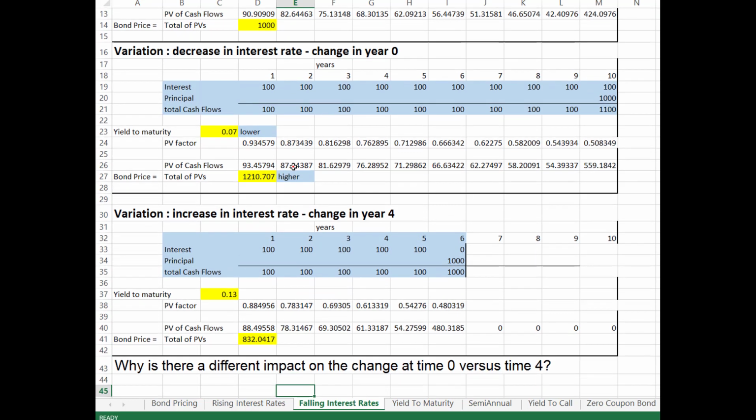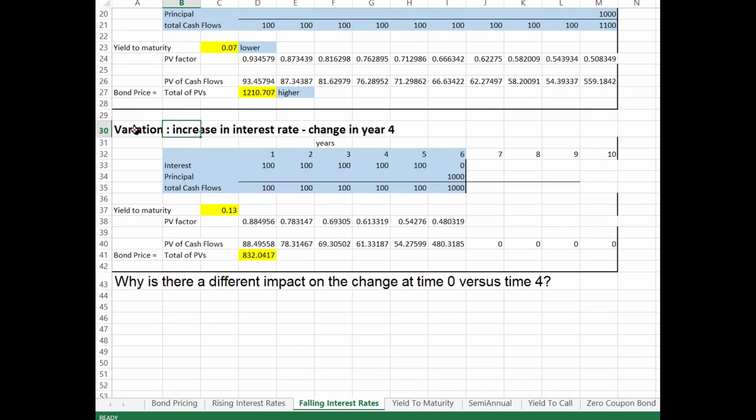So again, let's change the scenario where it doesn't happen in year 0. The decrease happens in year 4. So if it's in 4, that means we have 6 years left over. Notice that the interest payments do not change in any of these scenarios. Whether interest rates go up or down doesn't matter. Whether we're talking about T0 or T4, it also doesn't matter. That's why I keep stressing the contract determines the cash flows, right? Now the interest rate here drops to 7%, cash flow times the factor, and finally the sum.